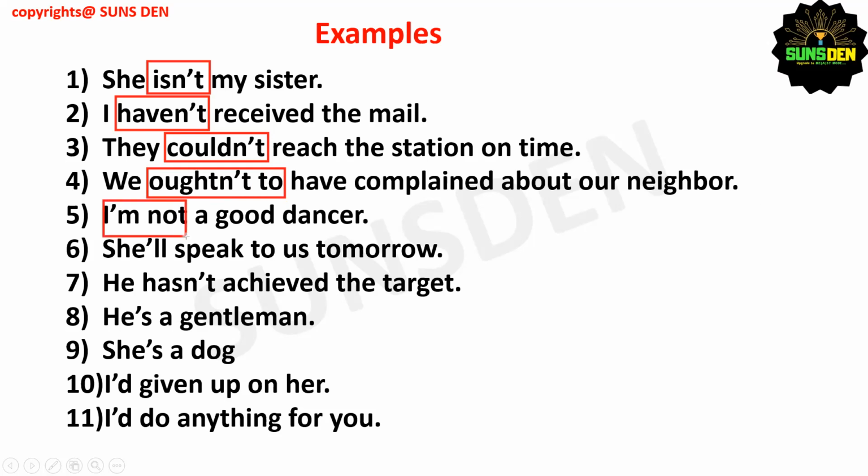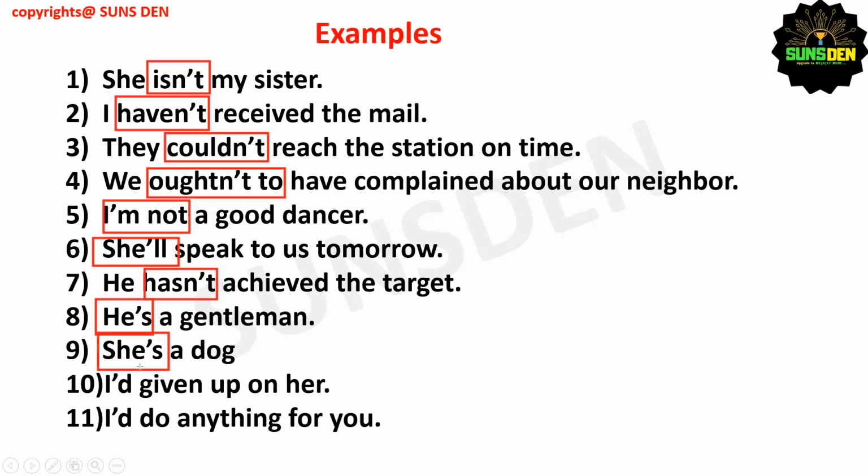I'm not a good dancer. She'll speak to us tomorrow. He hasn't achieved the target. He's a gentleman. She has a dog. Now, if you see, he is a gentleman here and she has a dog here. So we have to read it as he's a gentleman, she has a dog. It is not has a, but as a.